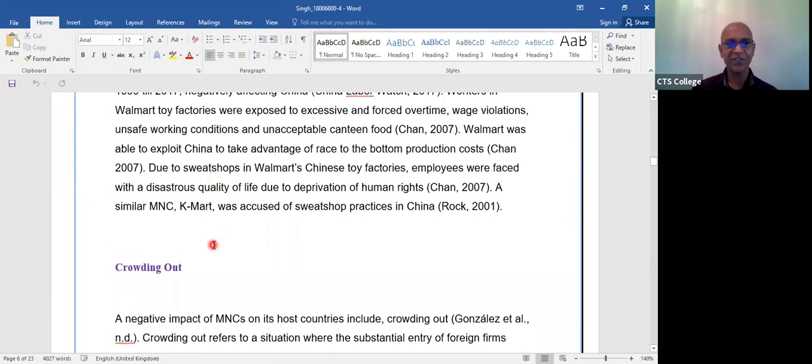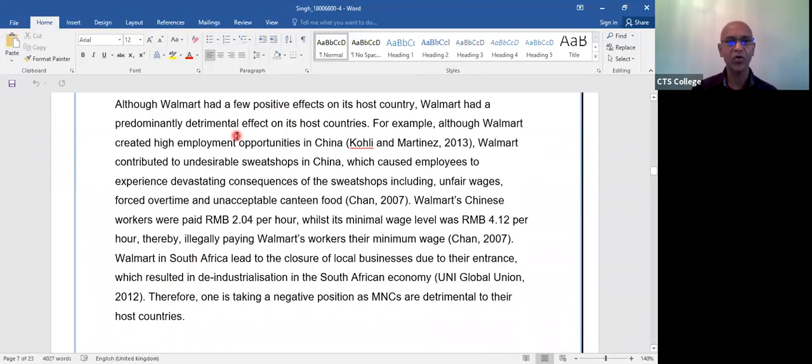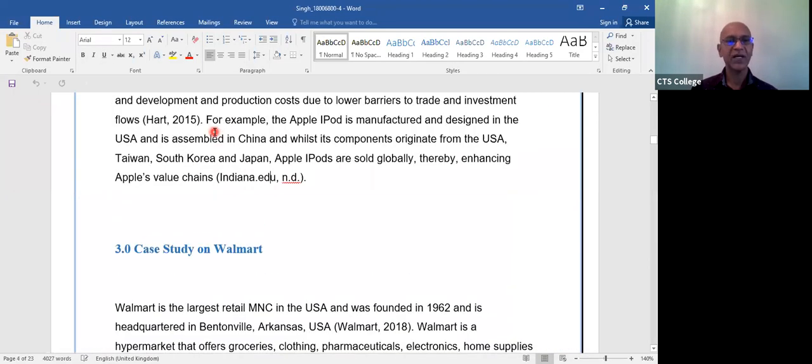Student says crowding out. It would have been good if we had a dollar value. Let's say crowding out led to $3 billion in closure of domestic businesses. So then we could have very nicely compared now that the positive was $3 billion in job creation, but the negative was $8 billion from crowding out and from sweatshops. So it's always good when you could quantify using numerical values, and that always helps to give credence to your arguments.